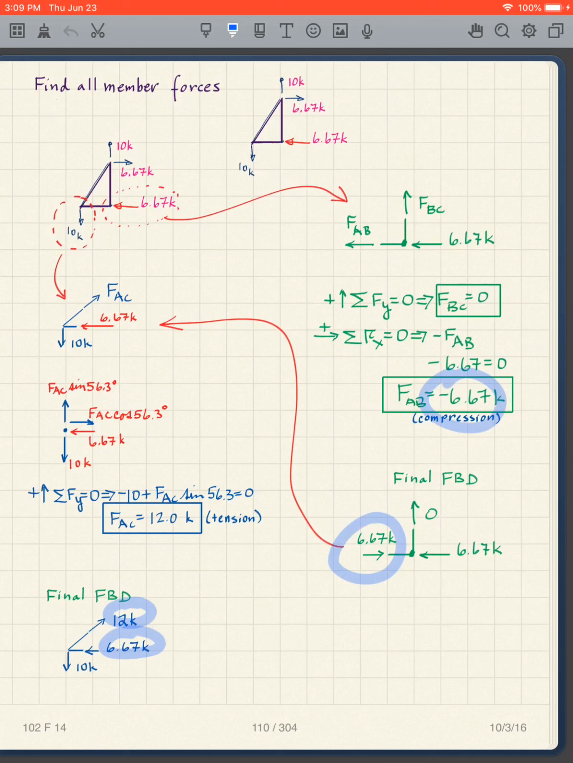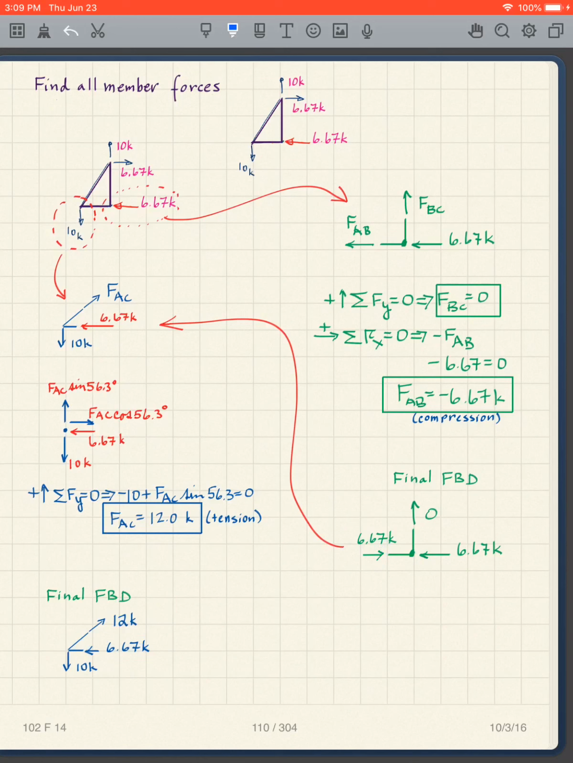How do I know it's compression? It's pointing toward the point. This is pointing toward the point. So the member all the way across its length is in compression. It doesn't switch from one thing to another. If it's in compression at one end of it, it's in compression at the other end. If it's in tension at one end, it's in tension at the other end. So I have to be consistent here. In other words, if this is 6.67, this is 6.67.